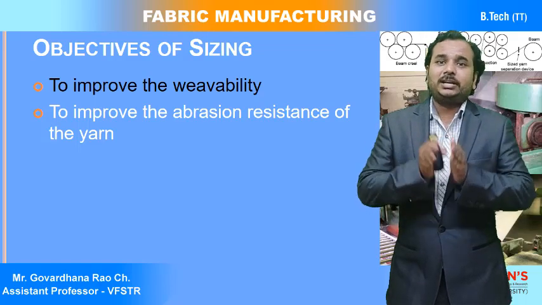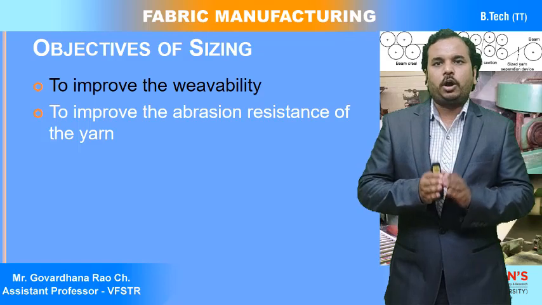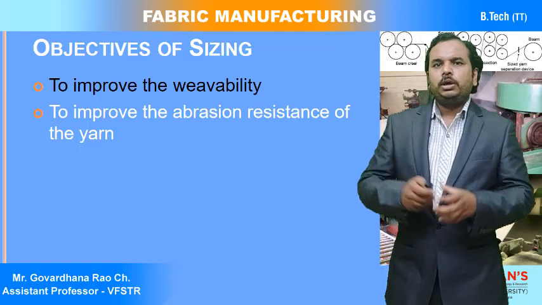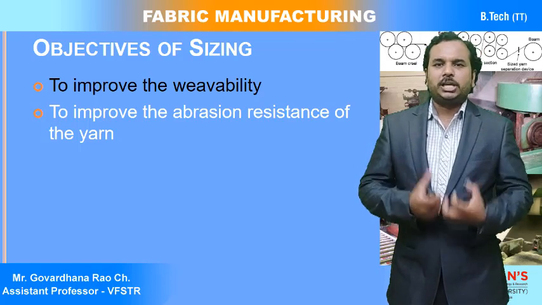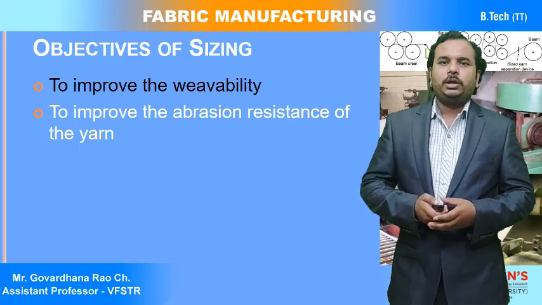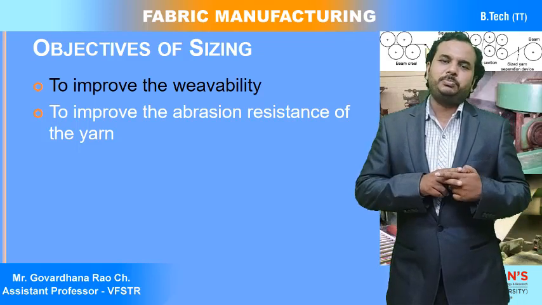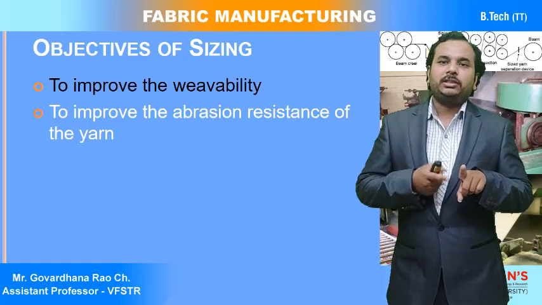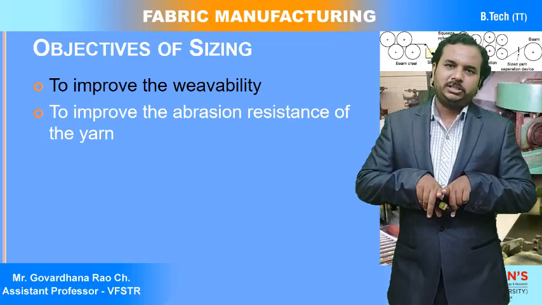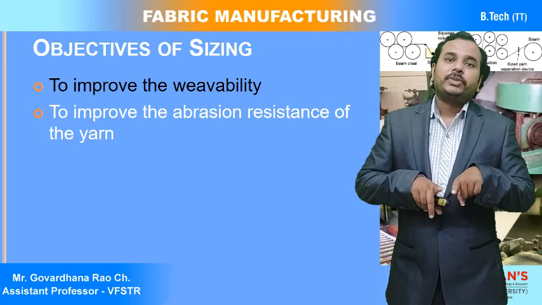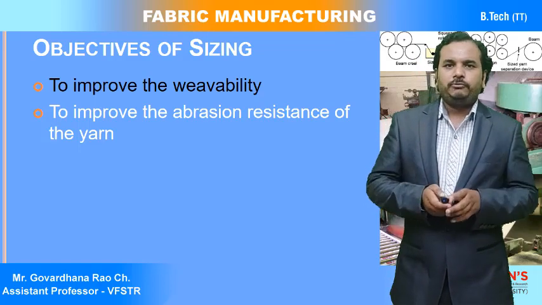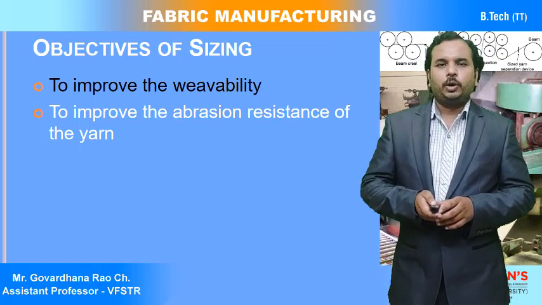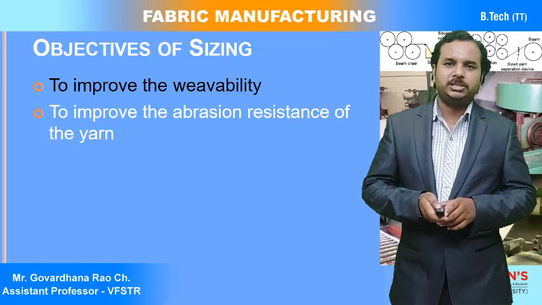That is why the abrasion resistance of the yarns should be improved by applying the size paste. We will discuss how it is applied. When the size paste is applied onto the yarn, the yarn surface becomes a thin film layer. So whenever abrasion happens, the film is abraded first. The film will be damaged and the yarn will not be damaged. There are a few parameters for how this abrasion works and how the yarn is protected with the help of the size paste film.